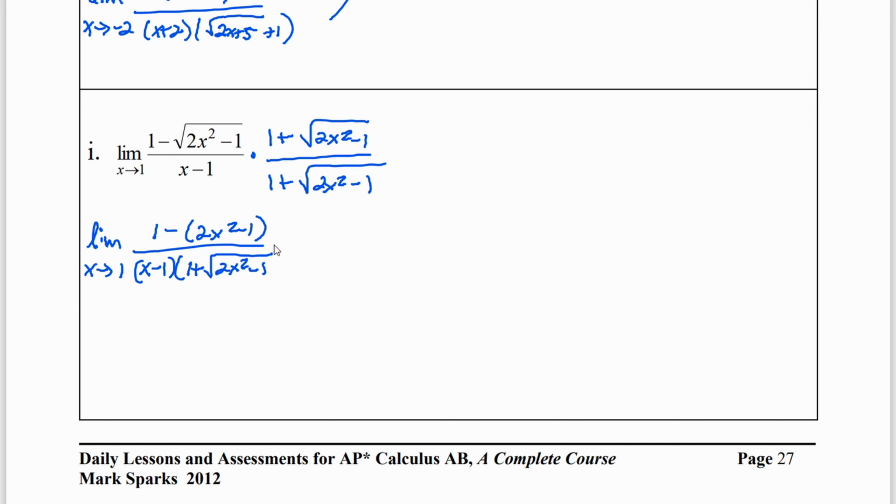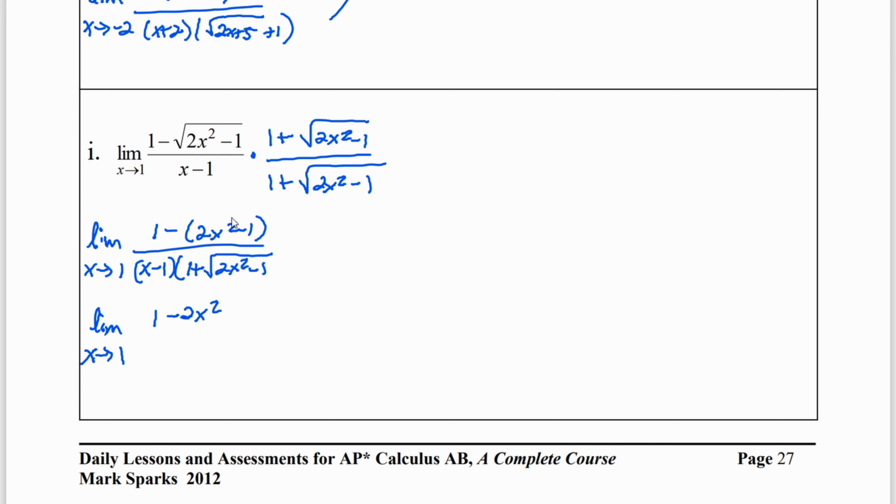So I have 1 plus 1 in the numerator, so that's going to get me 2. And I could factor that out. Wait, I got to write it out. That's a little bit too much to keep in my brain. Limit as x approaches 1. All right, so I'm going to have 1 minus 2x squared.